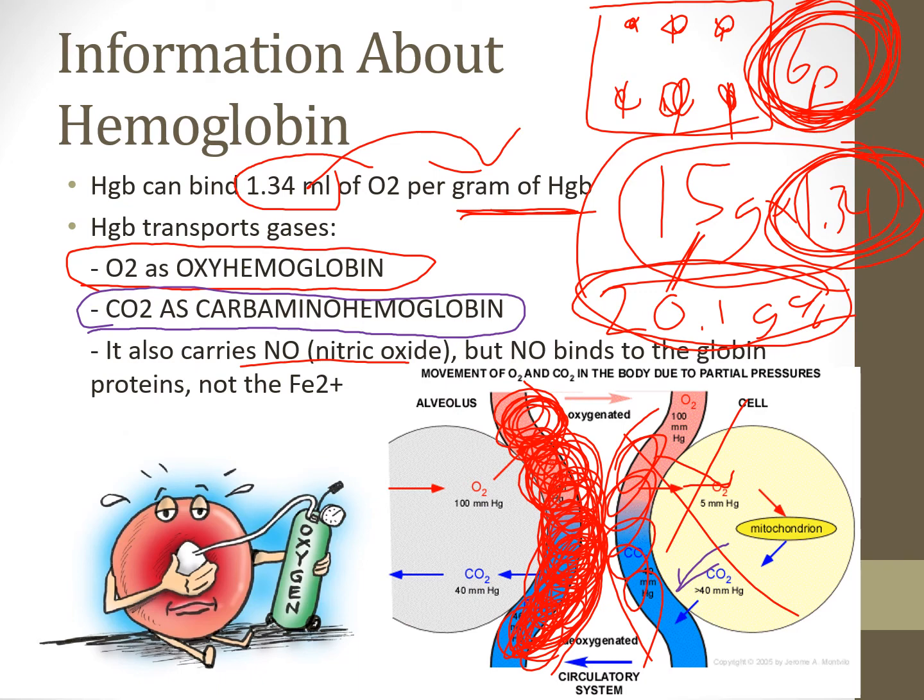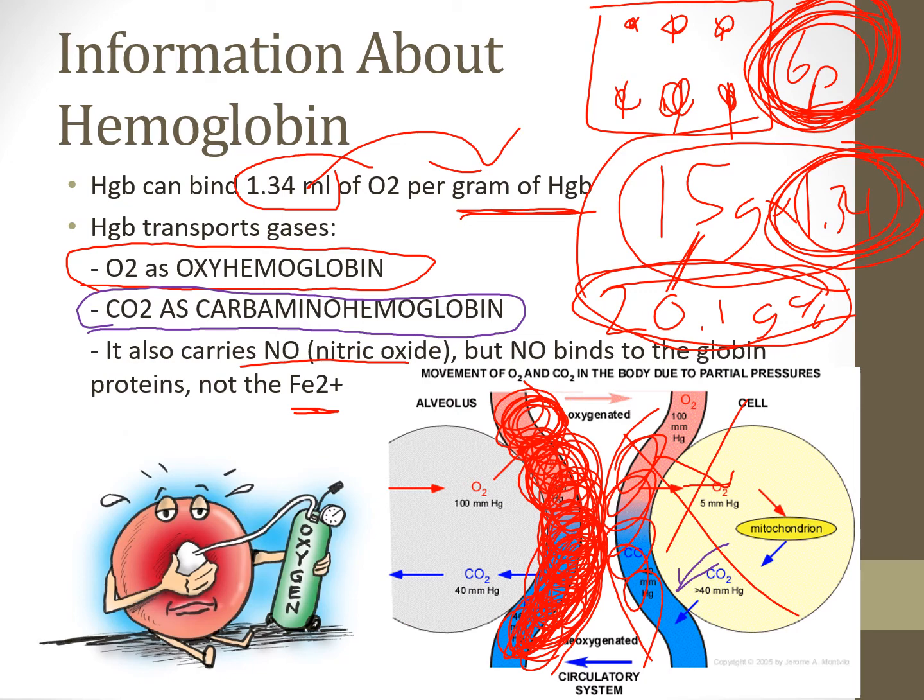So nitric is something that, right, hemoglobin also carries, but it binds to the globin and not the iron. So what does that mean? That means it's not going to affect your saturation level. And as far as it's not going to take up that parking space. In other words, you can still bind 4 oxygen molecules there.